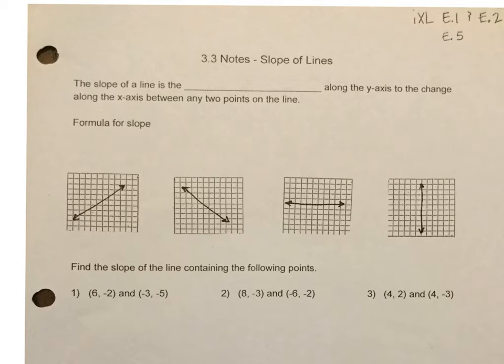First, we're going to define slope. The slope of a line is the ratio of change along the y-axis to the change along the x-axis between any 2 points on a line. What that means is the formula for slope will help make sense of that. We remember that slope is represented with an M.